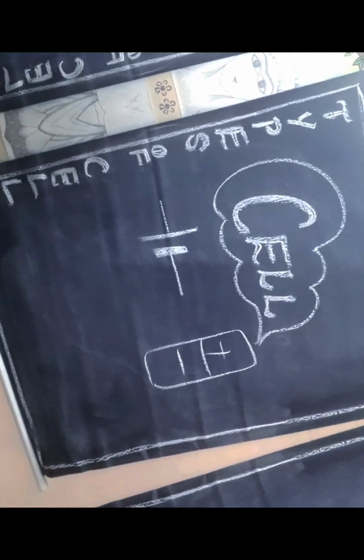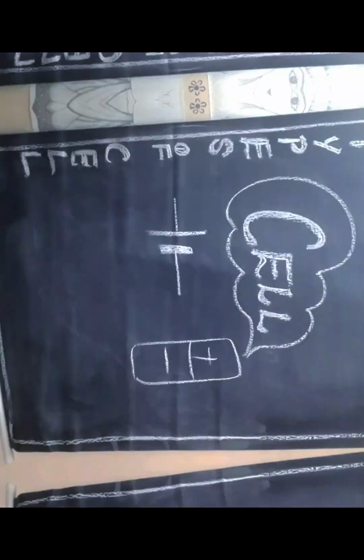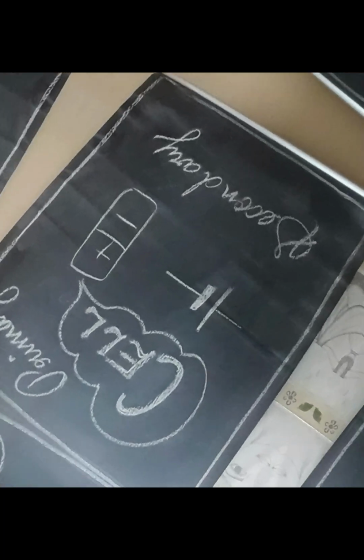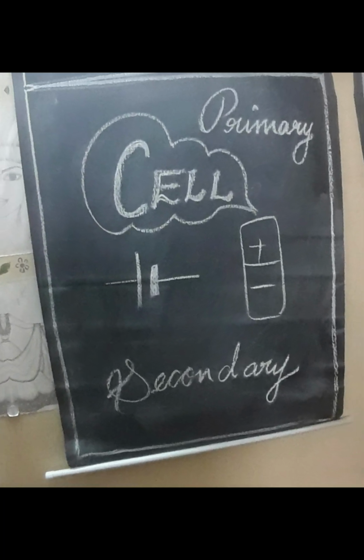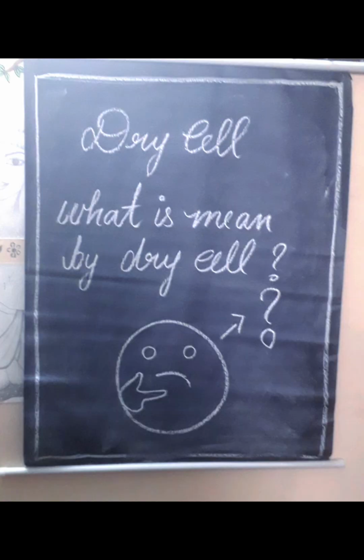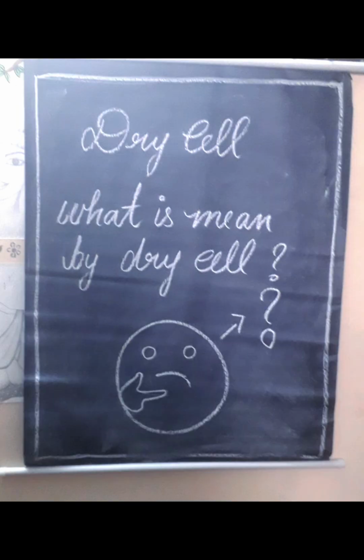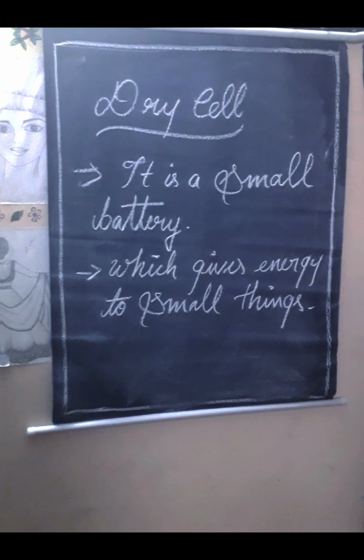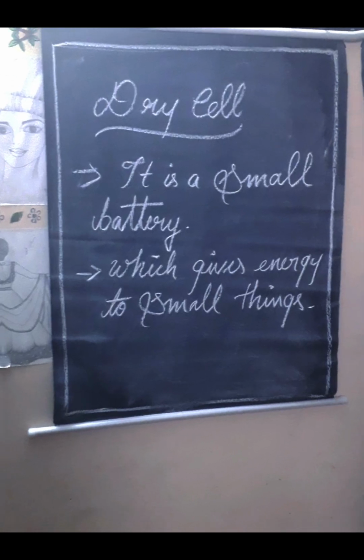Actually, cell is of two types. One is primary cell and the other is secondary cell. Primary cell is also known as a dry cell. Today we're gonna see about a dry cell. What do we mean by dry cell? Any guesses? Dry cell is a small battery which gives energy to small things.